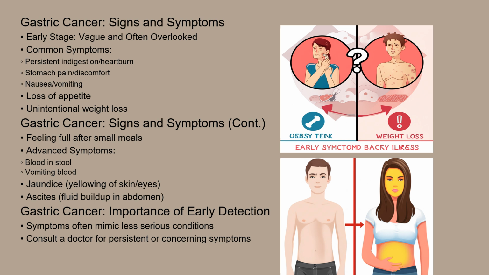The signs and symptoms of gastric cancer can be vague, especially in the early stages, which often leads to delayed diagnosis. Common symptoms include persistent indigestion or heartburn, stomach pain or discomfort, nausea, vomiting, loss of appetite, and unintentional weight loss. Some people may experience a feeling of fullness even after eating a small meal. More advanced symptoms may include blood in the stool, vomiting blood, jaundice, a yellowing of the skin and eyes, and ascites, a fluid buildup in the abdomen. Because many of these symptoms are similar to those of other, less serious conditions, it's crucial to consult a doctor if you experience persistent or concerning symptoms.